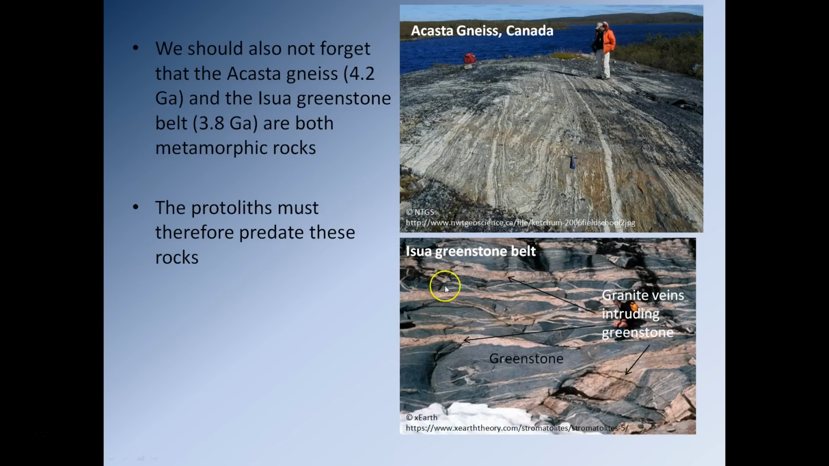So both of these locations definitely tell us we had a stable crust somewhere in the region of about 4.2 to 3.8 billion years ago. But once again, as we discussed, this crust was being pummeled by the late heavy bombardment, and a lot of it would have been melted and destroyed.